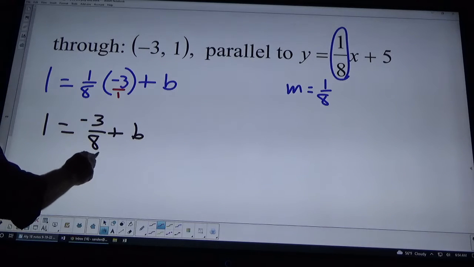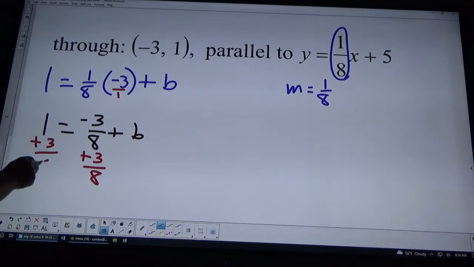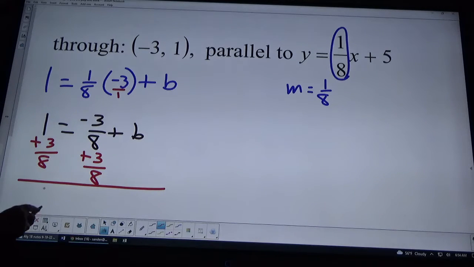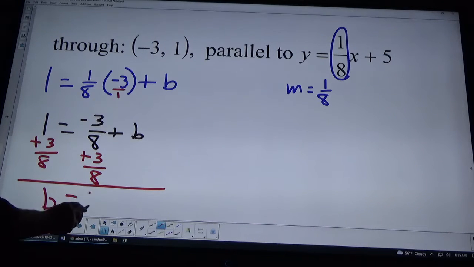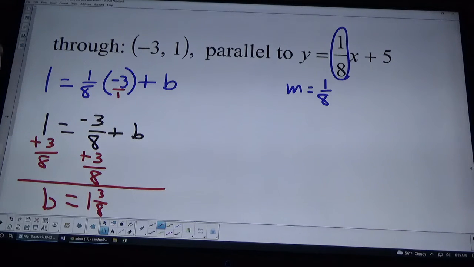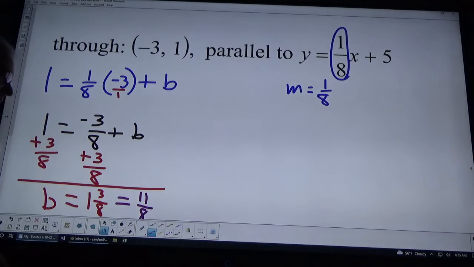I'm going to add 3/8 to get rid of the -3/8. Now, when I do that, b is going to be, I can add a positive and a positive together, 1 and 3/8. Now, 3/8 is a proper fraction, so I can just add it to 1. If it were improper, I couldn't do it quite like that. Now, this is also equivalent to 11/8, because 1 is 8/8 plus 3/8 would be 11/8.